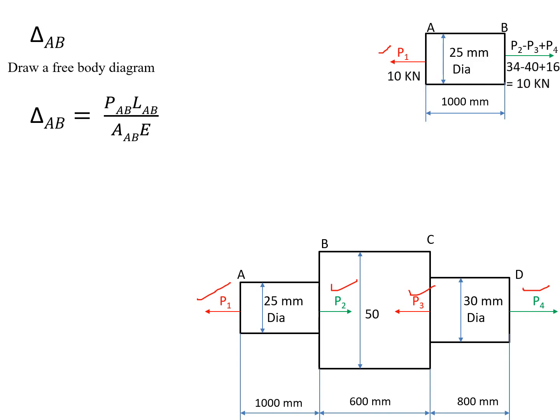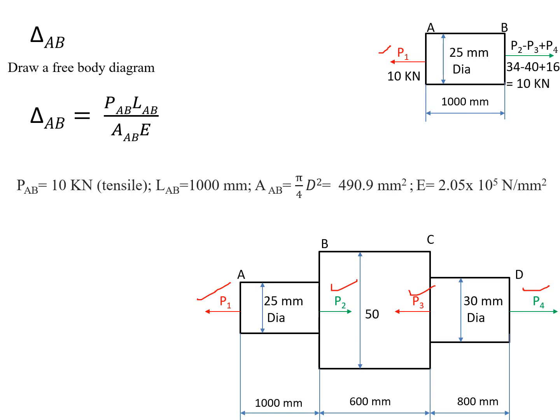So the net force is 34 minus 40 plus 16, which equals positive 10, so it is tensile. So P of AB equals 10 kilonewtons, and the nature is tensile. And the length of the AB section is given as 1000 mm. The cross section area of the AB section we have to determine, which is pi by 4 d square, where d is the diameter of the AB section, given as 25. So the cross section area of AB equals 490.9 mm square.